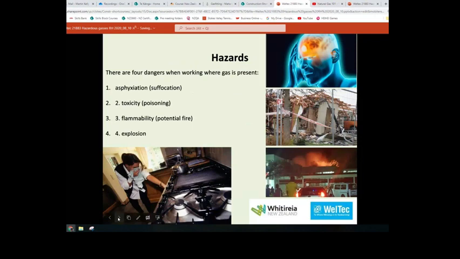So there are four main hazards relating to gas. They are asphyxiation, which is suffocation. That's basically a lack of oxygen, so heavier than air gases have displaced the oxygen, putting you at risk of suffocating. Toxicity, so poisonous gases have been released. One example was carbon monoxide. That'll definitely come up in your test. The other example was hydrogen sulfide. They're both toxic gases that can lead to poisoning and ultimately death.